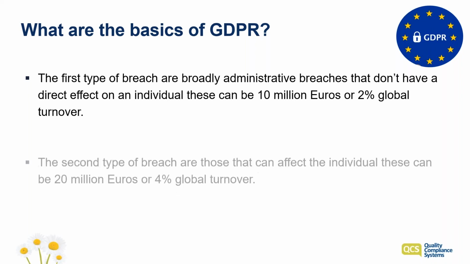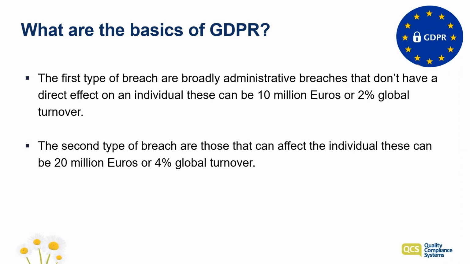The second type of breach that can apply are those that affect the data subject, such as a failure to comply with a subject access request or failure to obtain appropriate consent to processing of a person's personal data. The fine that applies here is higher and can be up to €20 million or 4% of worldwide turnover of the organisation, again whichever is higher.